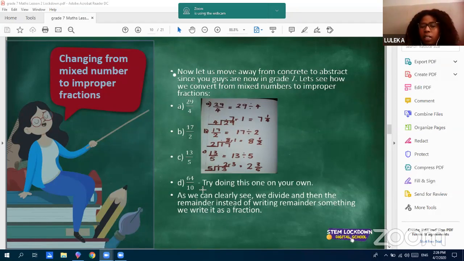Okay, we were busy with 64/10, and then we all said that the answer will be 6 and 4/10. And remember, you cannot leave 4/10. You need to simplify it. So the correct answer will be 6 and 2/5. Okay, let's continue.